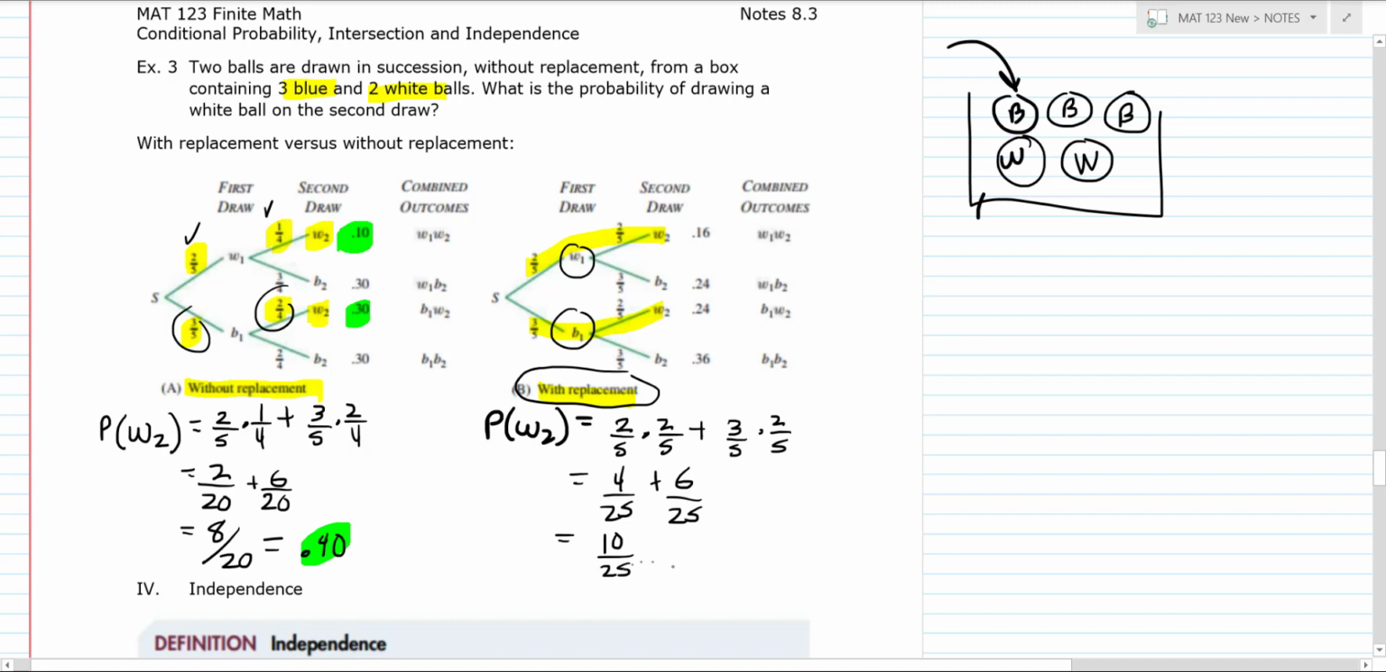Well, that's still 0.40. So what you'd end up getting is the same answer, and that's just a coincidence. It doesn't have to be that way. If you did different probabilities, then it might give some different answers. It just sort of depends on the situation and what you're looking at. So that's the difference between the two situations, with and without replacement.